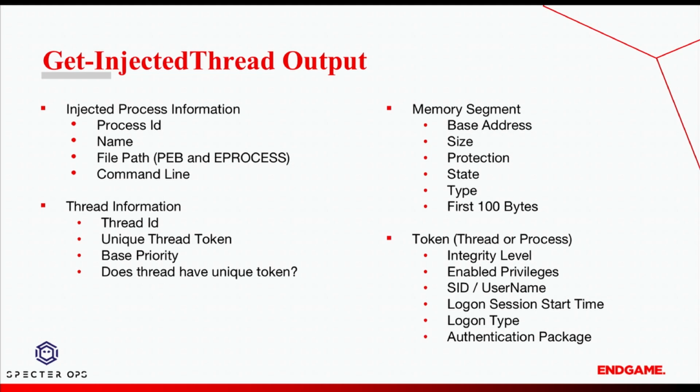And then the memory segment. We can look at the base address, the size, protections, state, and type, and then I give you the first 100 bytes of the memory segment so that you can do a little manual analysis. Then there's token information: integrity level, whether this thread or token bypassed the UAC, what privileges are enabled, like SeDebug and SeImpersonate, the SID or username of the token, login session start time, logon type, and then the authentication package used. Logon type might be interesting because you can check to see if it's been a network logon or a local logon, for example.